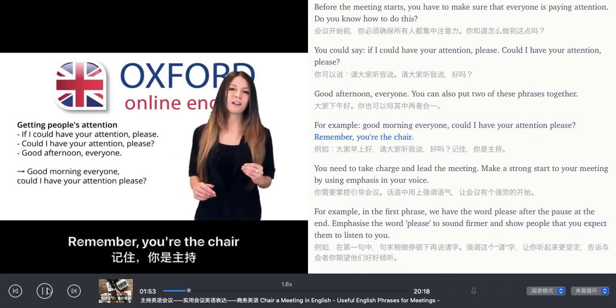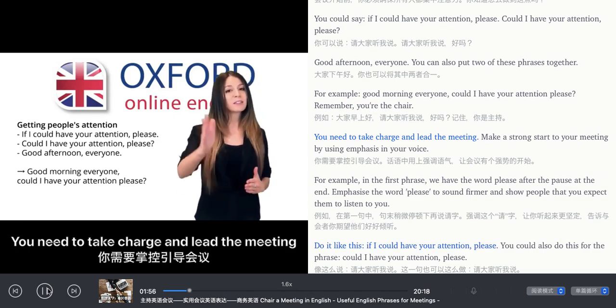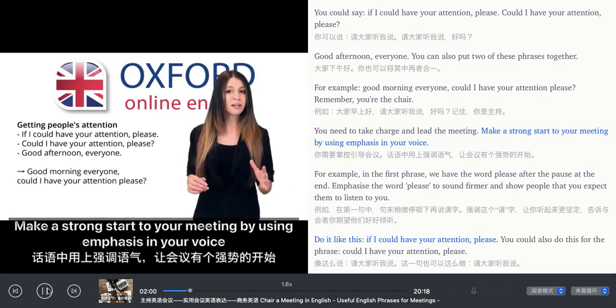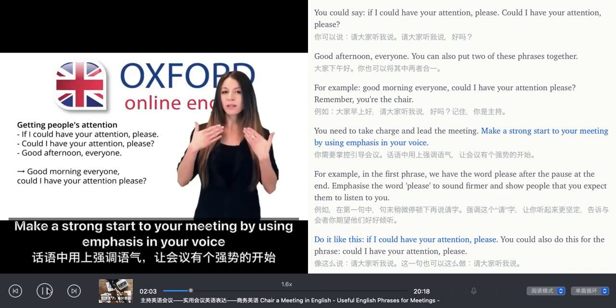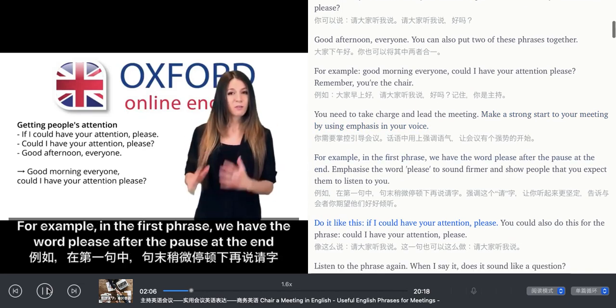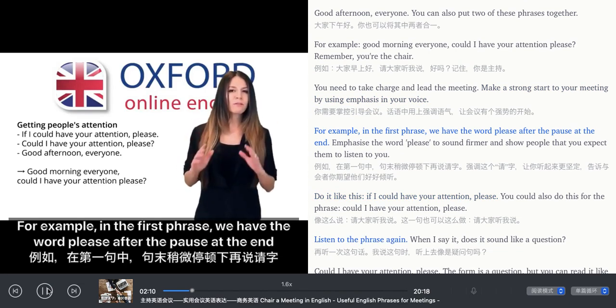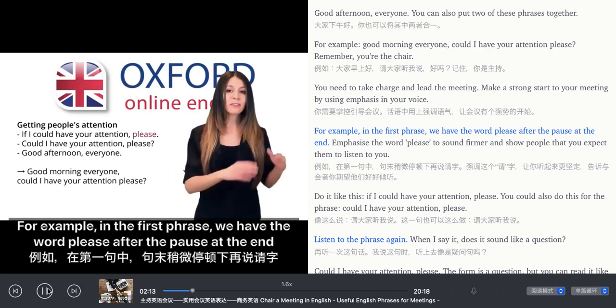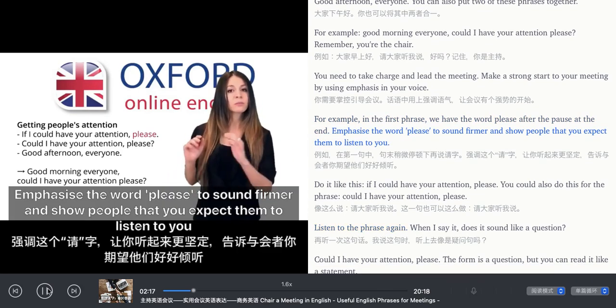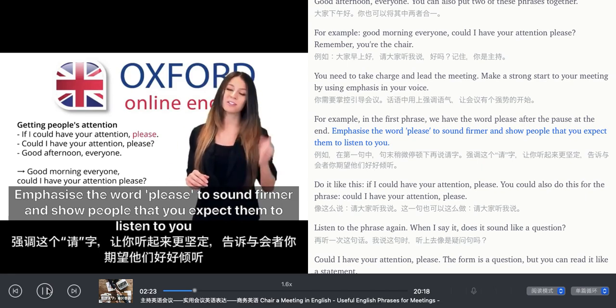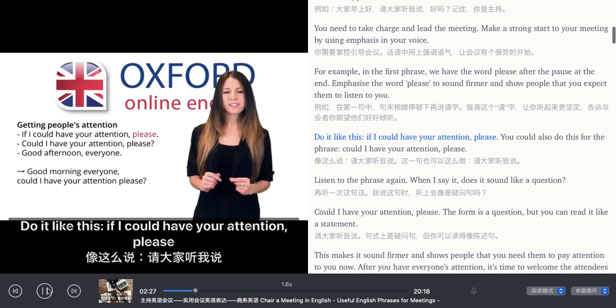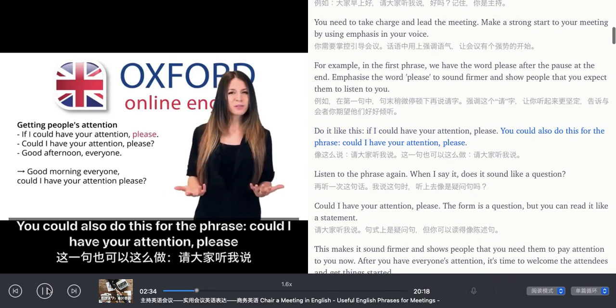Remember, you're the chair. You need to take charge and lead the meeting. Make a strong start to your meeting by using emphasis in your voice. For example, in the first phrase, we have the word please after the pause at the end. Emphasize the word please to sound firmer and show people that you expect them to listen to you. Do it like this. If I could have your attention, please. You could also do this for the phrase, could I have your attention, please?